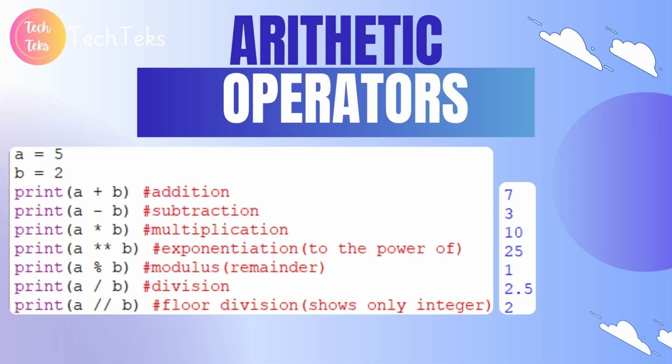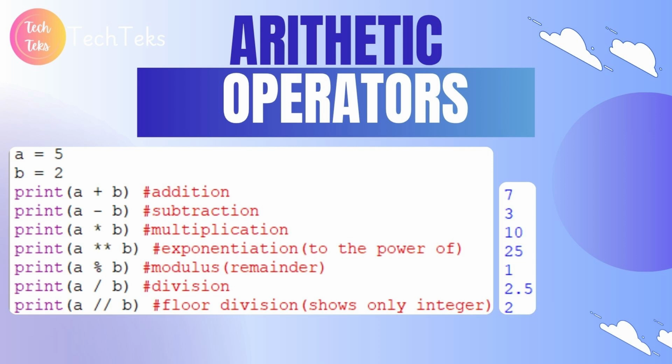Here are arithmetic operators that can be used to perform calculations with numbers. So if we have a variable A equals to 5 and B equals to 2. Now I can have A plus B, that's the first one, addition. I can have A minus B, that is subtraction, and that gives me 3. I can have A multiplied by B. And to show multiplication, we have an asterisk.